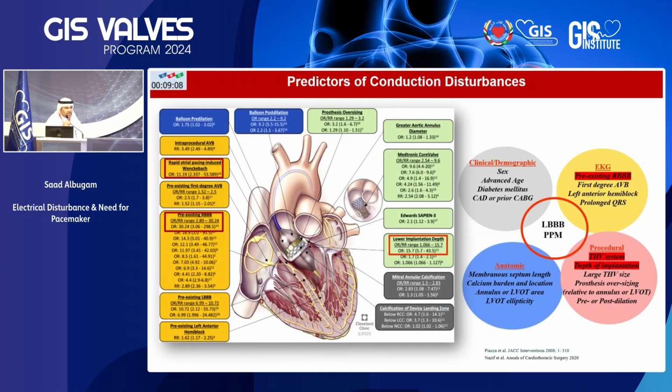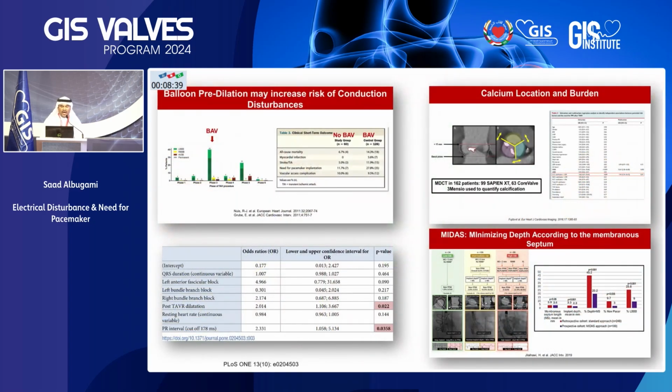Now, the predictors. The most important predictor is pre-existing right bundle branch block, in addition to the depth of your implantation and the response to pacing. The presence of Wenckebach after pacing is another strong predictor. Bigger valves are again risk predictors. Calcification of the landing zone is also a high risk for predicting a future pacemaker.